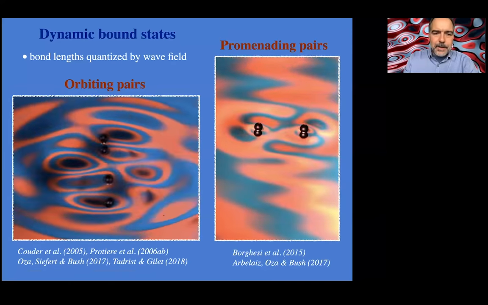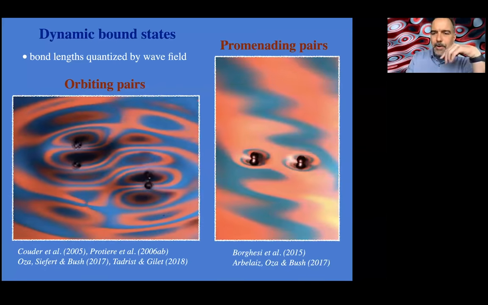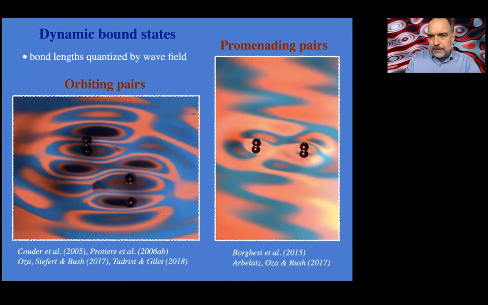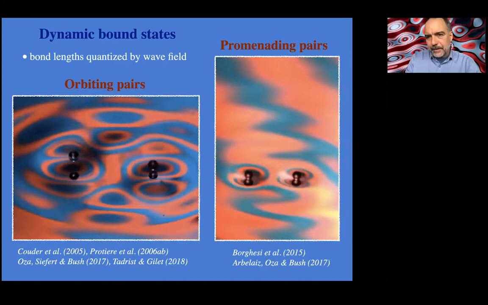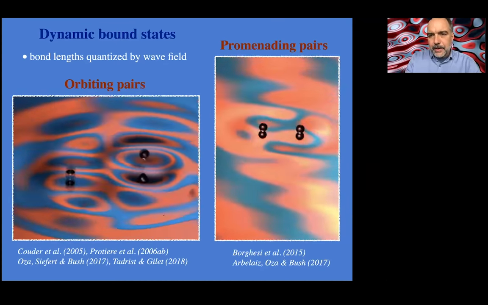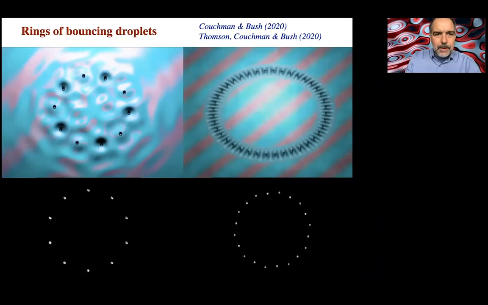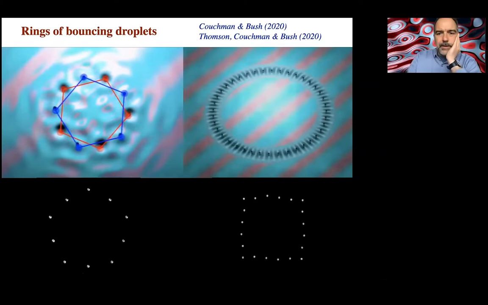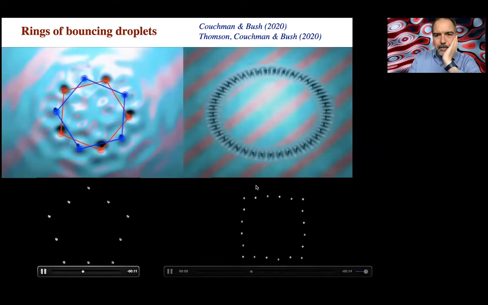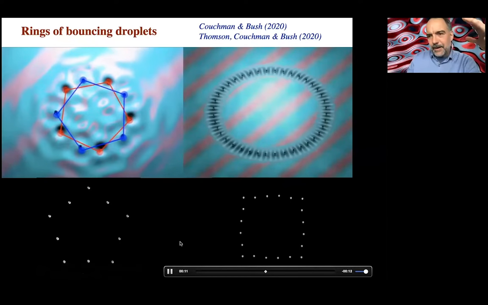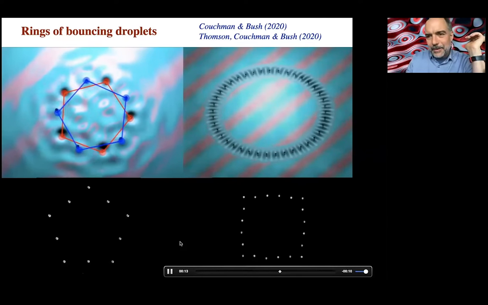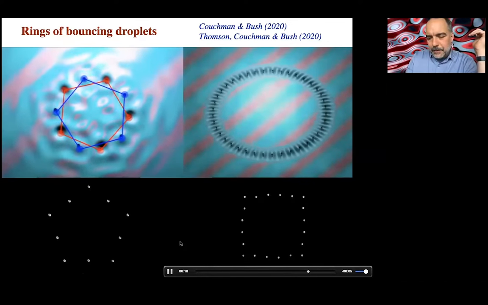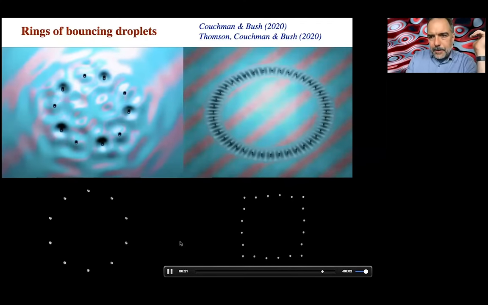You can also have dynamic bound states. So here we have an orbiting pair. Here we have a promenading pair walking side by side. And in looking at these more complex systems, we successively refined the theoretical models used to describe them. And here we've looked at some rings of bouncing drops. So this is work done by Miles Couchman and Stuart Thompson. Looking at the top right, the motion in an annulus, you can see all sorts of subtle instabilities, which we rationalize theoretically. But again, all with a view to refining our theoretical models.